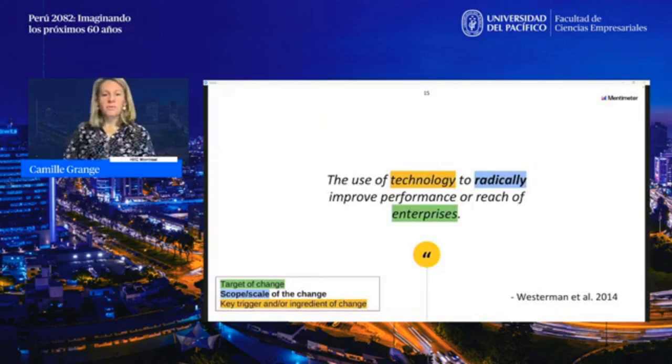So let me take you through some of the definitions so that we can start identifying the key ingredients of digital transformation. Westerman and colleagues in 2014 argued that digital transformation is the use of technology to radically improve performance or reach of enterprises. It's a rather concise definition that identifies tech as the key ingredient of change and specifies enterprises as the focal point of transformation. And interestingly, it emphasizes the dramatic scale of the change. They talk about radical improvement. So that's one definition.